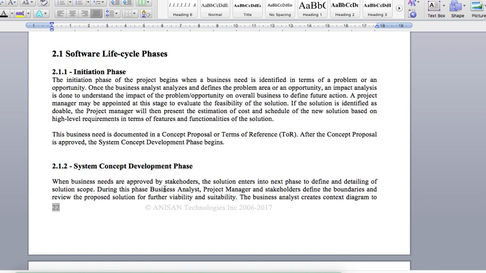Now we talk about after the concept proposal is approved, the system concept development phase will begin. Okay. So here, summarizing, what we are doing is defining the business need document that will cover your problem area definition or the opportunity or idea. Okay, so that is one part, and either you can create the business need document or the concept proposal or the terms of reference, either of them, and all this is done by the business analyst. So that is your role during the initiation phase. Any question?